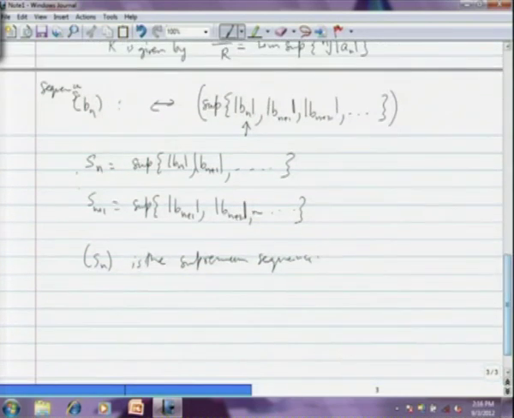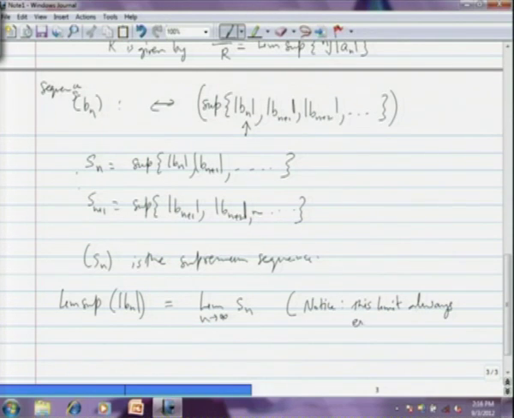So, the lim sup of modulus of b n, let us say, is actually the limit as n tends to infinity of S n. It is easy to see, well, notice, this limit always exists. It could equal infinity sometimes.